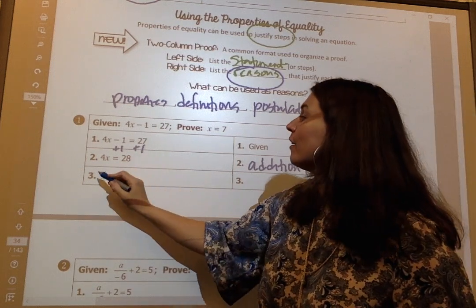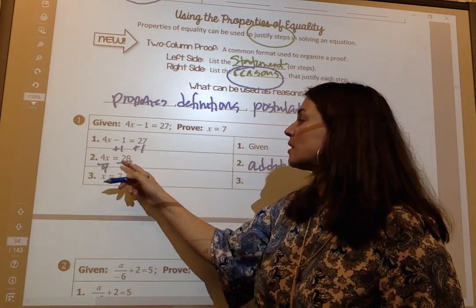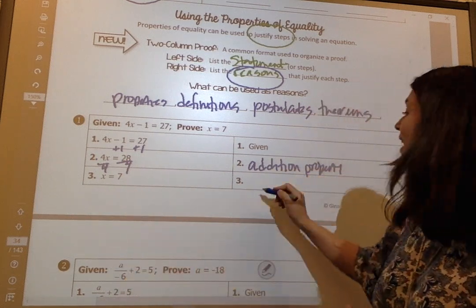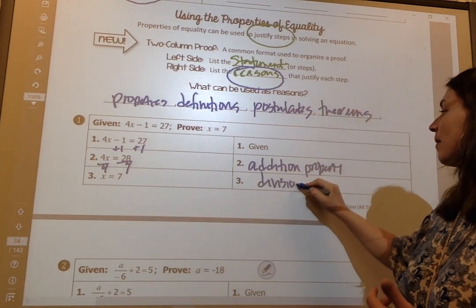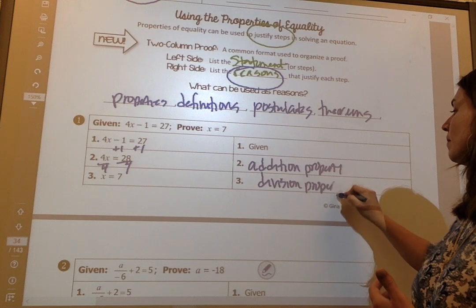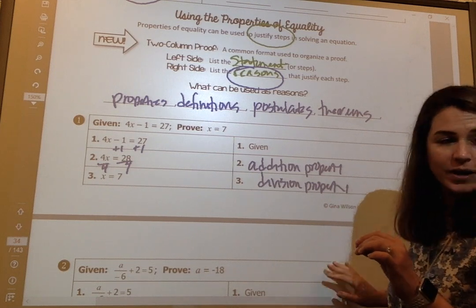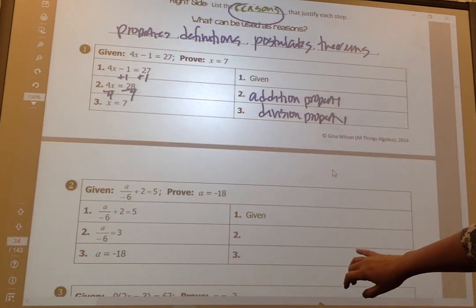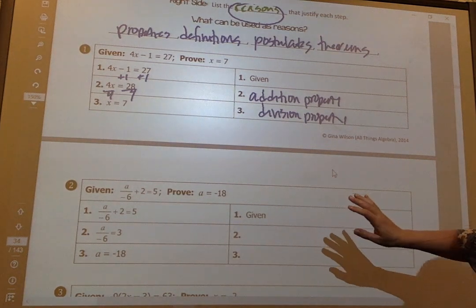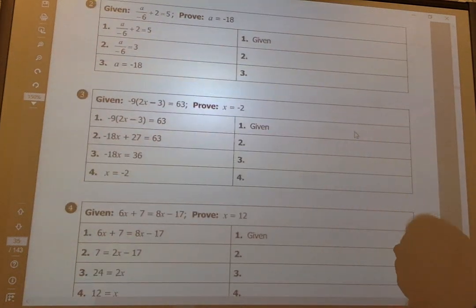To get from here to here, they divided both sides by 4. So what property is that? Division property. Easy so far, right? All right. These don't really get that much harder, so I'm going to try number 3. Let's start with number 3.